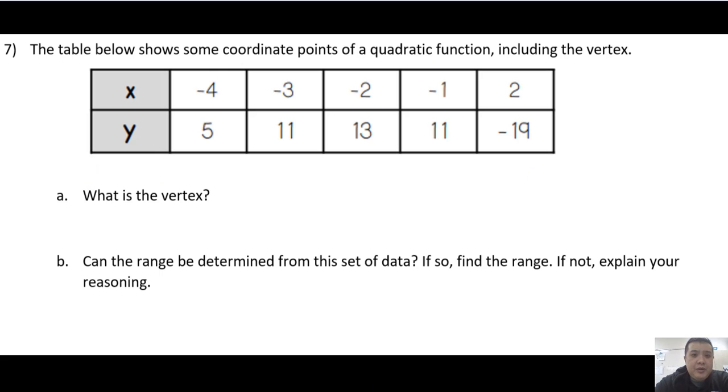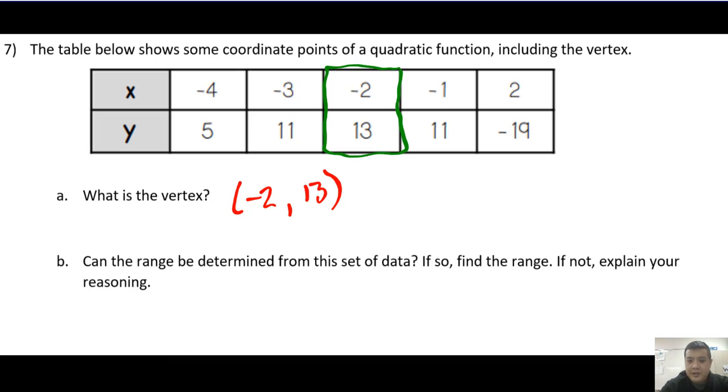Number 7 says the table below shows some coordinate points of a quadratic, including the vertex. Here, what is the vertex? Well, we can see that we have a maximum point right here, because here is the very middle of it, right? We can see that on both sides of it, it's going to have lower numbers. So therefore, that's going to be our vertex of -2, 13.